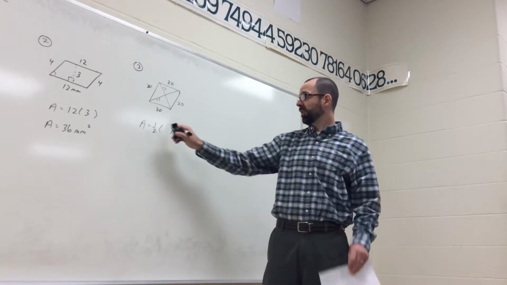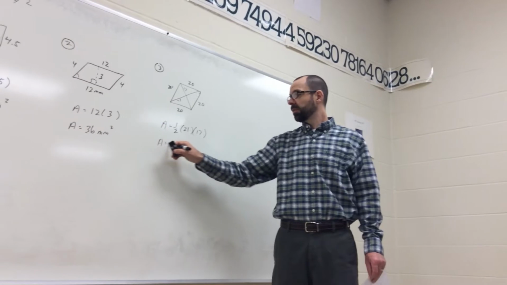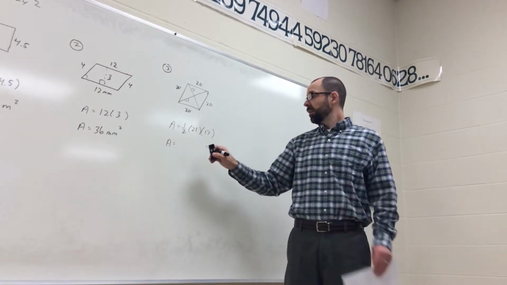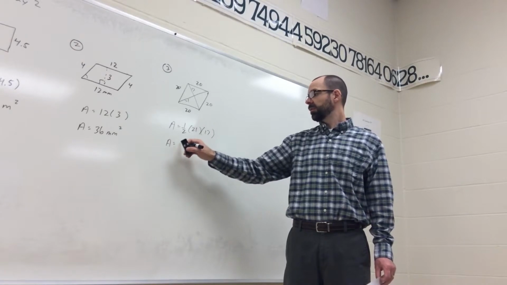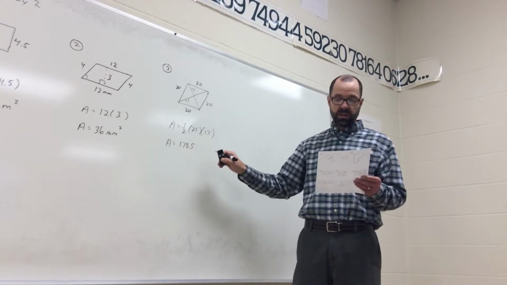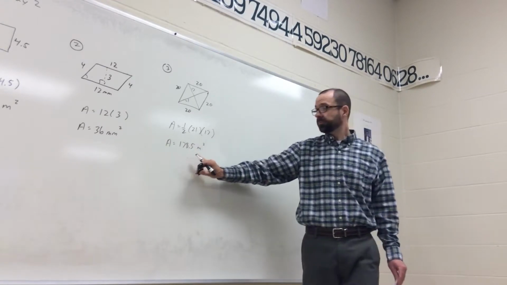Okay, so the diagonal 1 is 21, the diagonal 2 is 17. So you just multiply those out, 1/2 times 21 times 17. And that comes out to 178.5. And on this one it was meters, so the area is square meters.